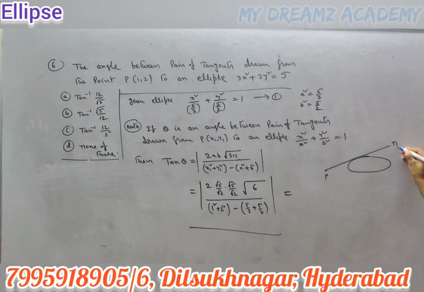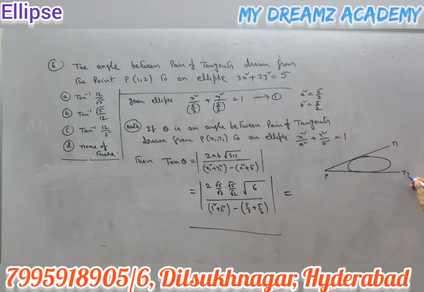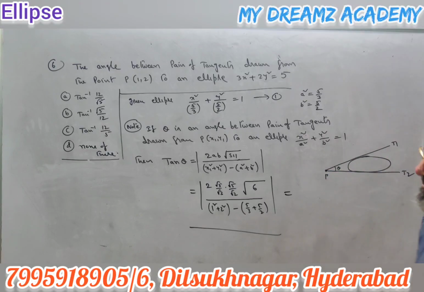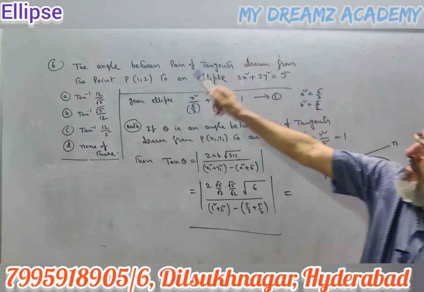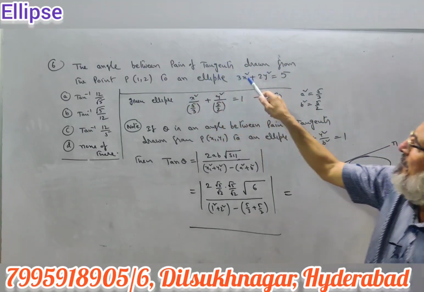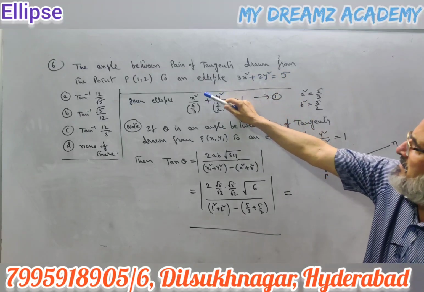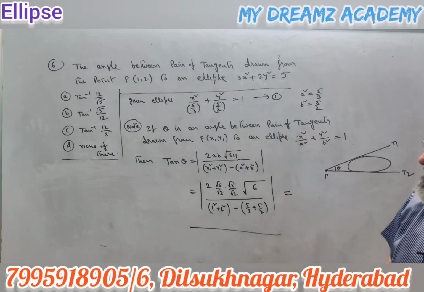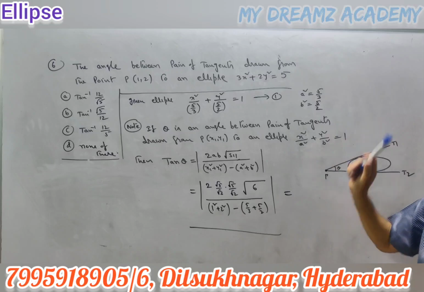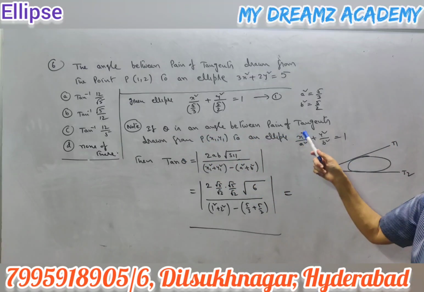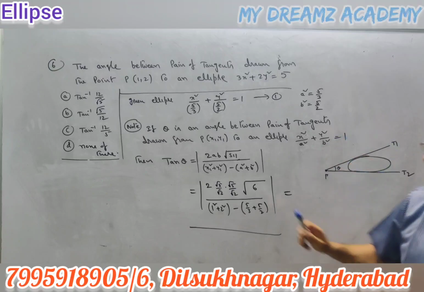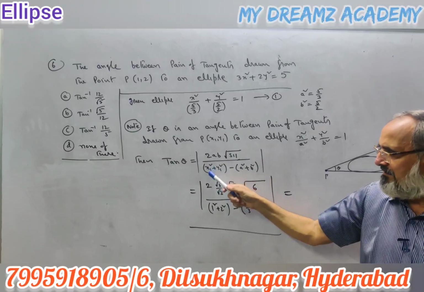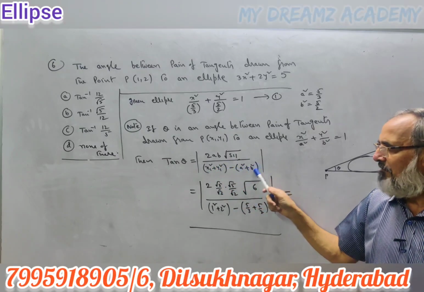There are tangent 1 and tangent 2. The angle between these two tangents drawn from P to the ellipse is theta. Now, the angle between the pair of tangents drawn from a point to an ellipse. Given the ellipse, divide both sides by 5: x square by 5 by 3 plus y square by 5 by 2 equal to 1. If theta is the angle between the pair of tangents drawn from P(x1, y1) to the ellipse x square by a square plus y square by b square equal to 1, then tan theta equal to 2ab into root S11 divided by x1 square plus y1 square minus a square plus b square.